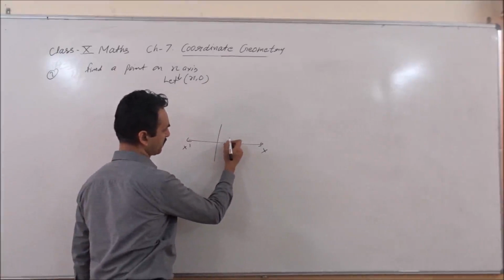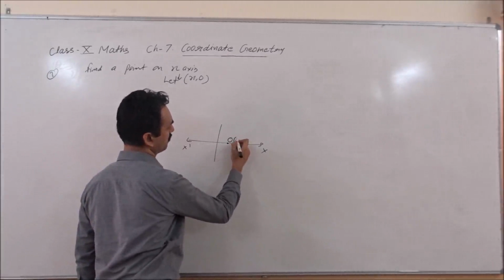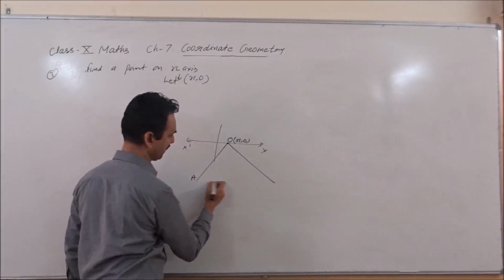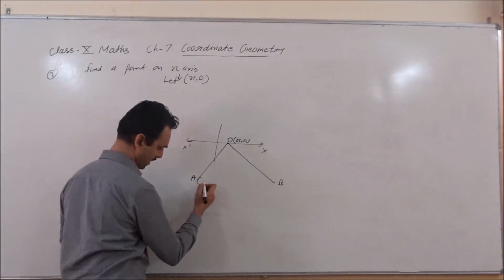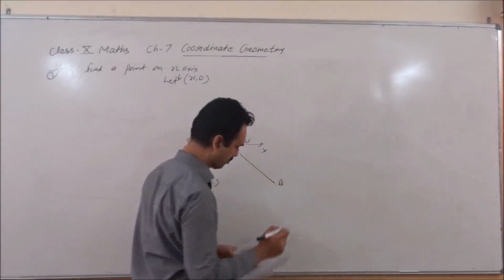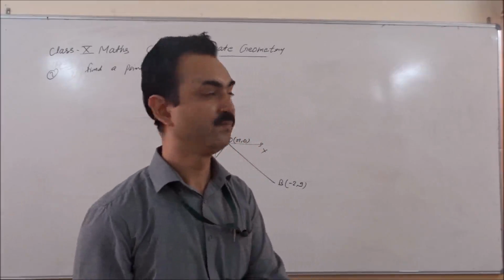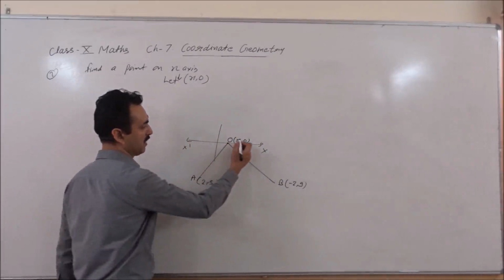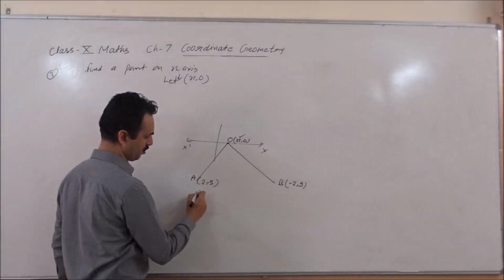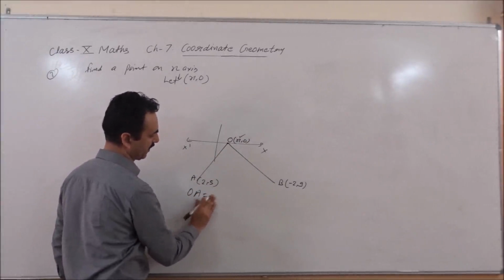Suppose this is the point on x-axis, O (x, 0), and this is equidistant from 2 points A and B. So A is given (2, -5) and B is given (-2, 9). And we have to find the coordinate of this point. Ultimately, you have to find the x. And we have given OA equals to OB. That we have to use here, right?